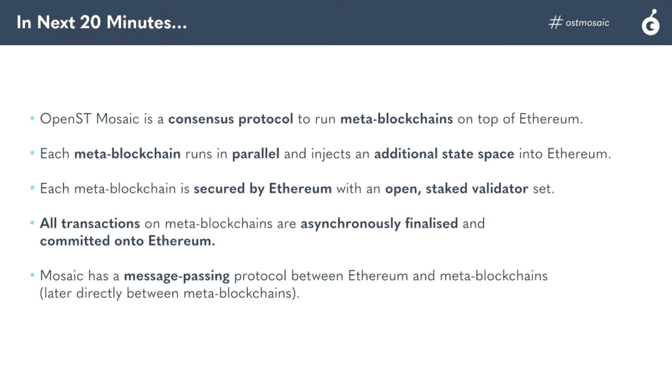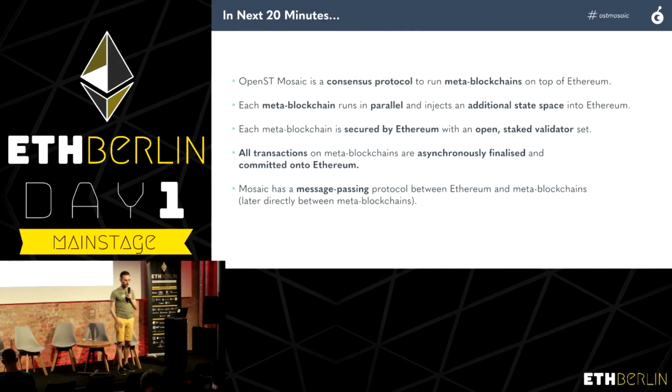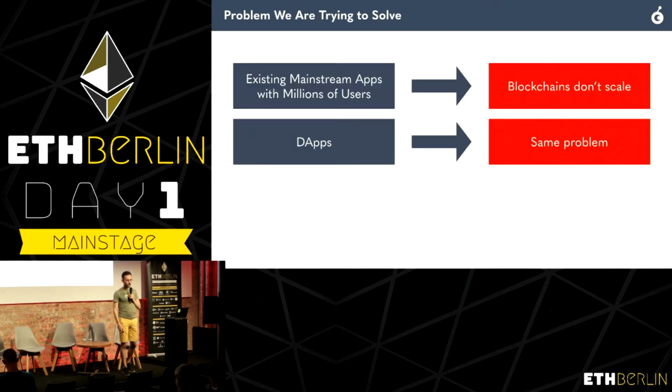And lastly, and this is a very interesting point to refer to the earlier talk, Mosaic has a message passing protocol between Ethereum and the meta blockchains, so that we can actually talk between the probabilistic finalization of Ethereum proof of work and the economic finality that runs the meta blockchains.